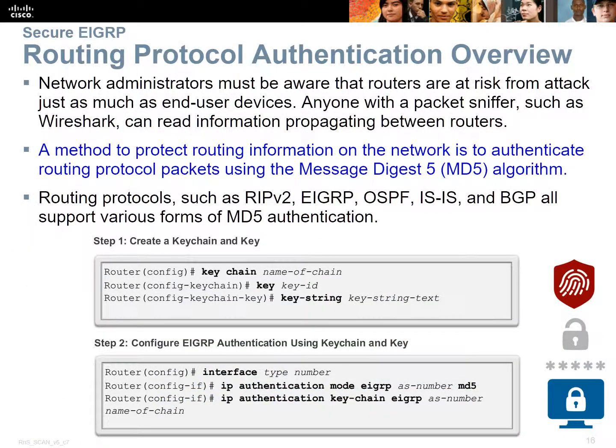Authentication. Now this is a bit of a curly one, so we're going to have to spend a bit of time on this, but authentication is all about setting up keys and key strings and then using those key strings and key chains. So let's have a look at how EIGRP sets up its authentication.